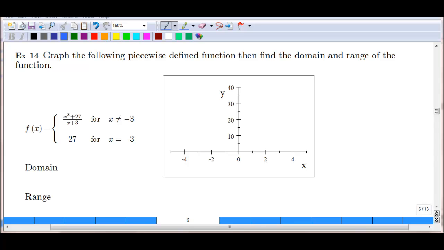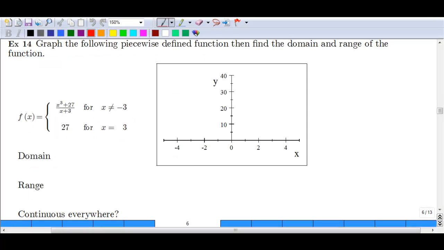The final video for section 21.2 is going to work through several examples on graphing piecewise functions. This is to give you a significant amount of practice so you can feel comfortable with the topic. Now let's take a look at this next example.